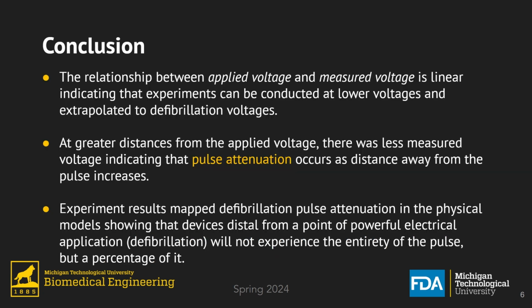In conclusion, the relationship between applied voltage and measured voltage is linear, indicating that experiments can be conducted at lower voltages and extrapolated to defibrillation voltages, which is very useful for research into this subject. At greater distances from the applied voltage, there was less measured voltage, indicating that pulse attenuation occurs at distance away from the voltage pulse. The experiment results map defibrillation pulse attenuation in the physical models, showing that devices distal from a point of powerful electrical application, defibrillation, will not experience the entirety of the pulse, but a percentage of it.